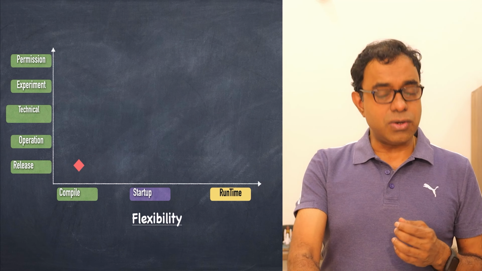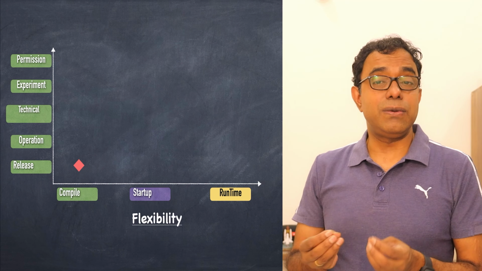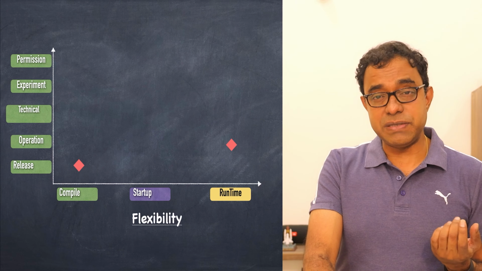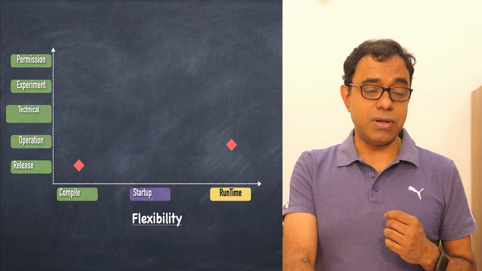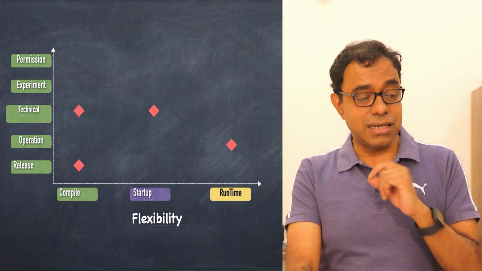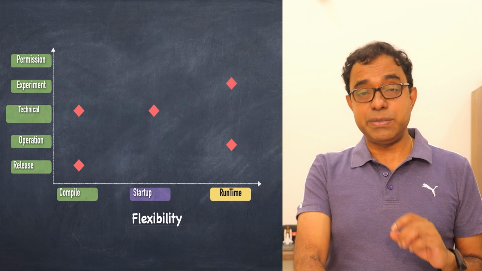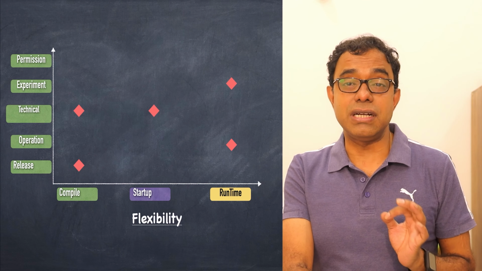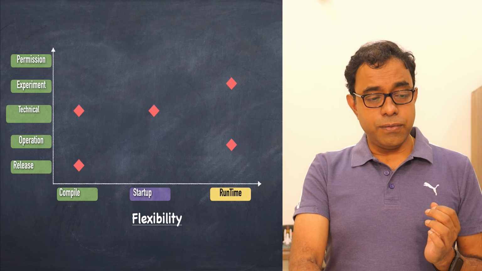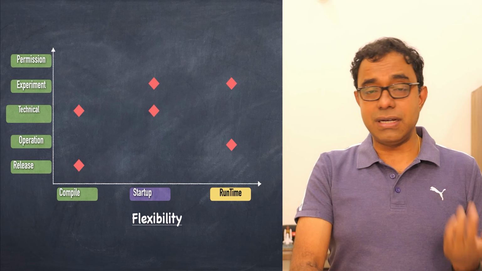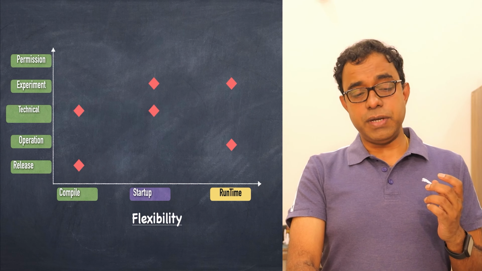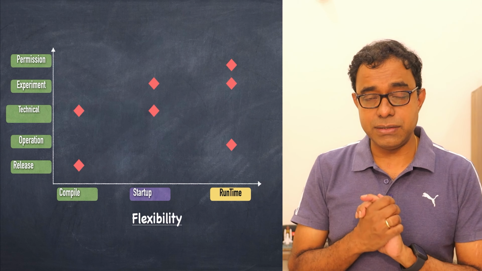So for release toggle, generally people like to use compile time toggle. For operation specific things, people use runtime toggle. For technical things, people use compile time as well as a startup based toggle. For experimental things, people generally use runtime toggle so that they can disable it as and when possible. For experiment, we can have startup based toggle also, but it is generally avoided. For permission, we can have runtime based toggles.